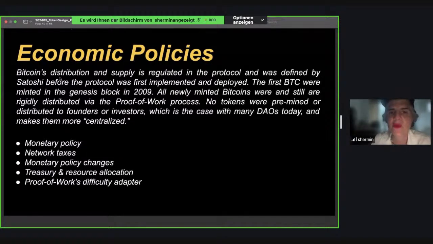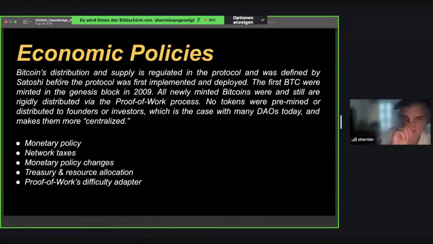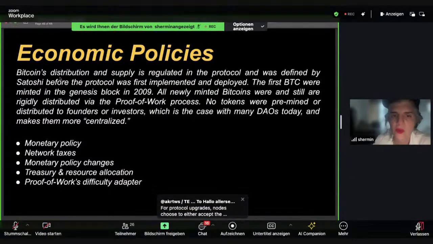Bitcoin's distribution and supply is regulated in the protocol and was defined before, or by Satoshi before, the protocol was first implemented and deployed. The first Bitcoins were minted in the Genesis block in 2009 by the first miner, a mining node operator, who got awarded with the Bitcoins.